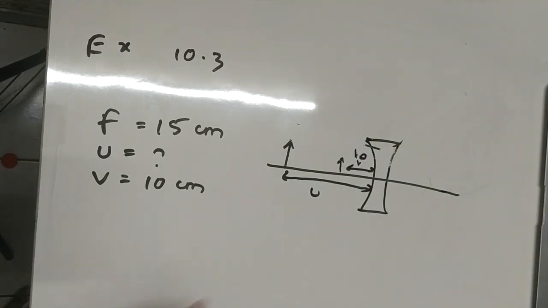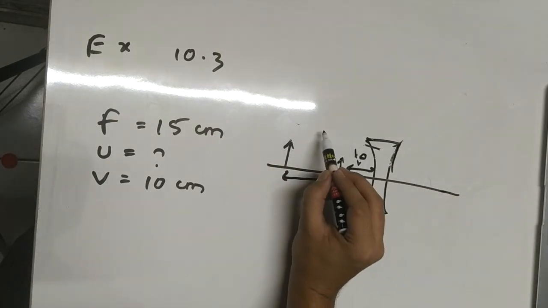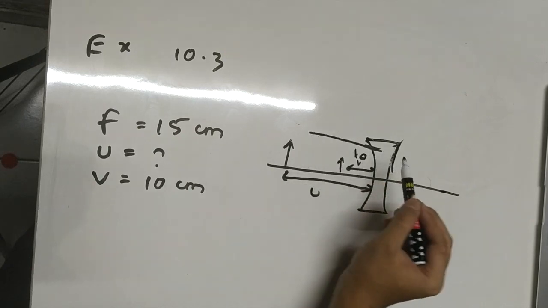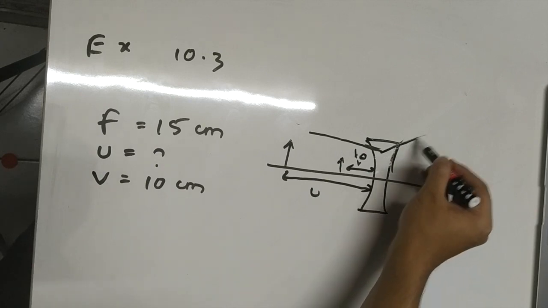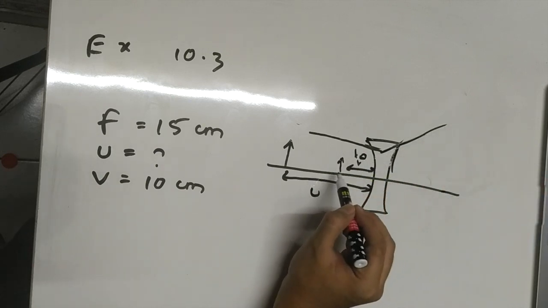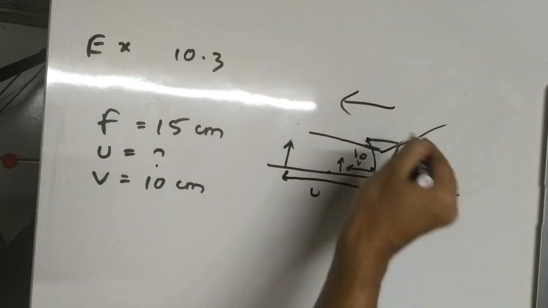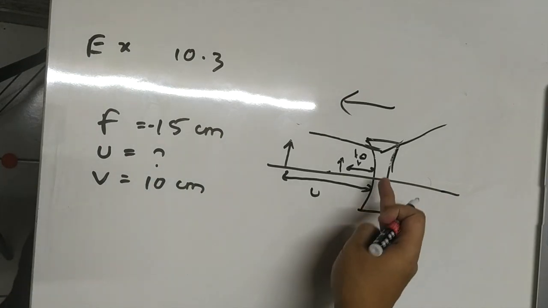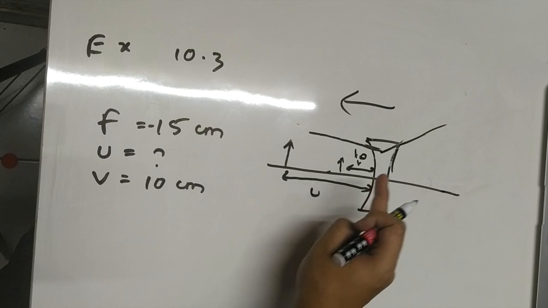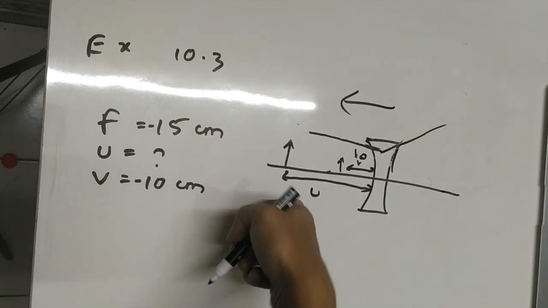Okay, where is the focus of a concave lens? What is the definition of the focus of a concave lens? It is wherever a line parallel to the principal axis appears to meet after refraction. After refraction it will go like this, diverging. So wherever it appears to meet, it is towards this side. So focus is towards left, so negative. Okay, V, where is V? Where is image formed? Towards this side only, so it is towards the left, so V is also negative. Let us find out U.